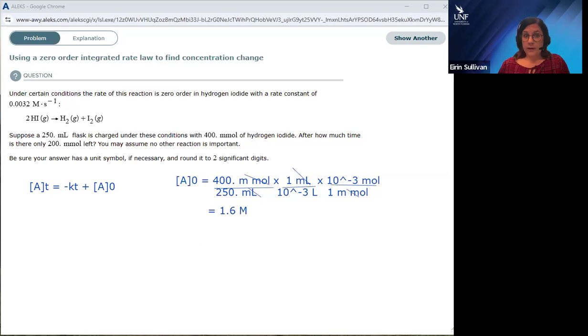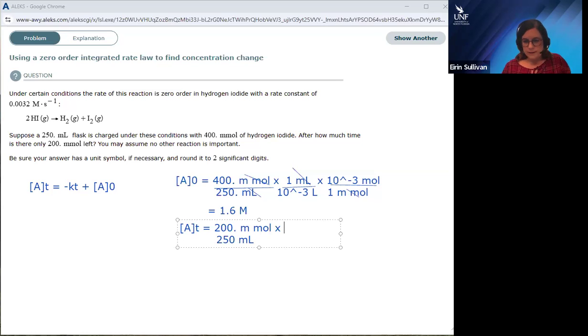Now, assuming the flask stays the same size, and the amount of moles has halved, right? So you can probably already do in your head that we're expecting our final concentration to be half of the 1.6, but we're going to work it out properly just to make sure. So it should be about 0.8, right? So now we only have 200 millimoles remaining. Volume is unchanged at 250 milliliters.